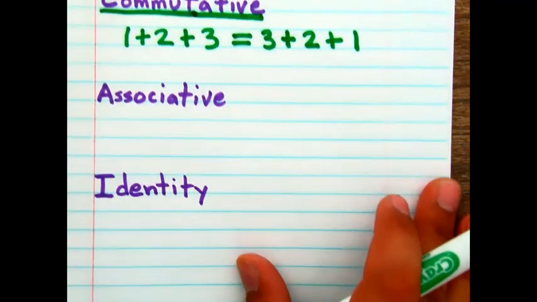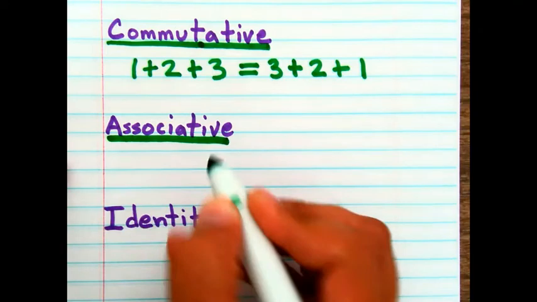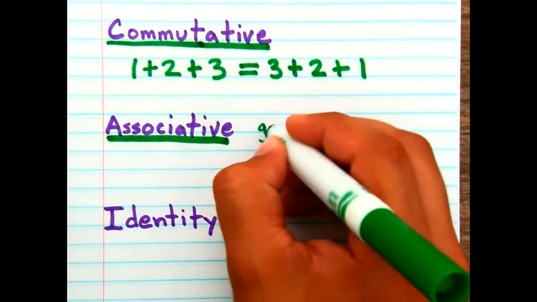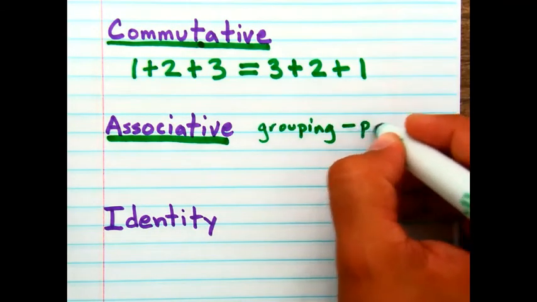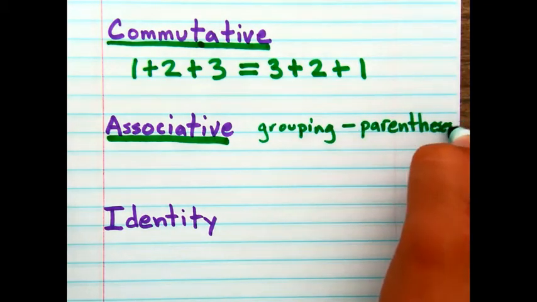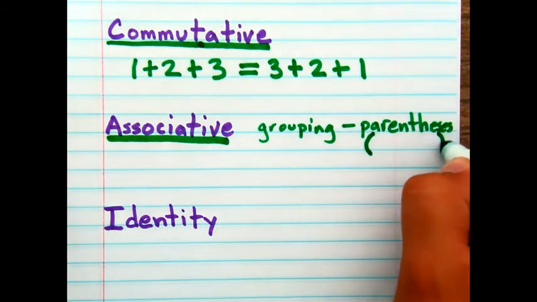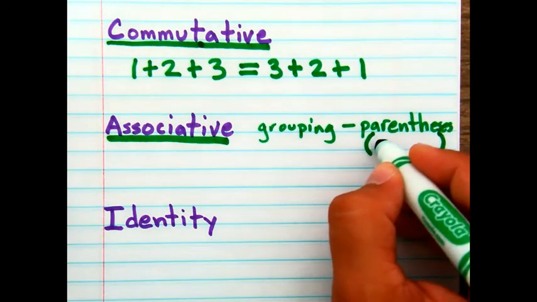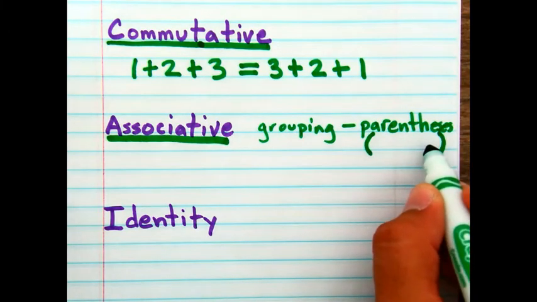Now, the next property is associative. Associative is all about grouping with parentheses. Parentheses. Now, I tell my students, I told them today, you want to make sure you say these numbers first. So anything in the parentheses needs to be done first.